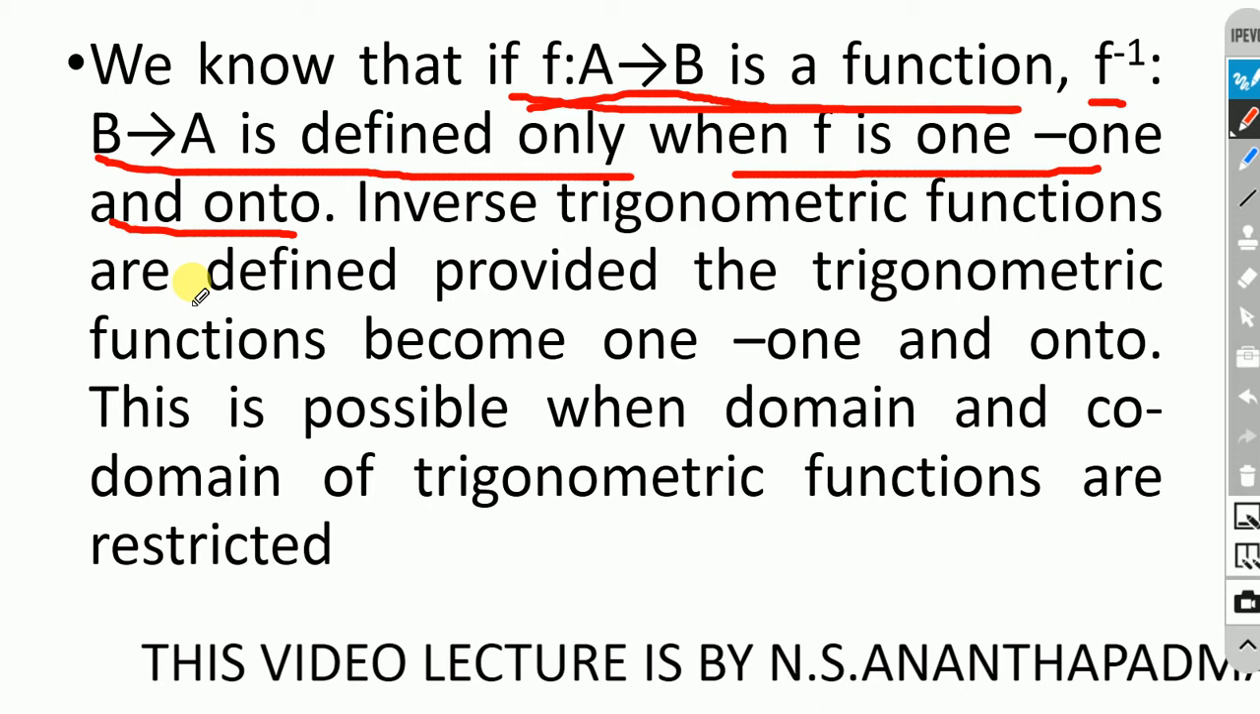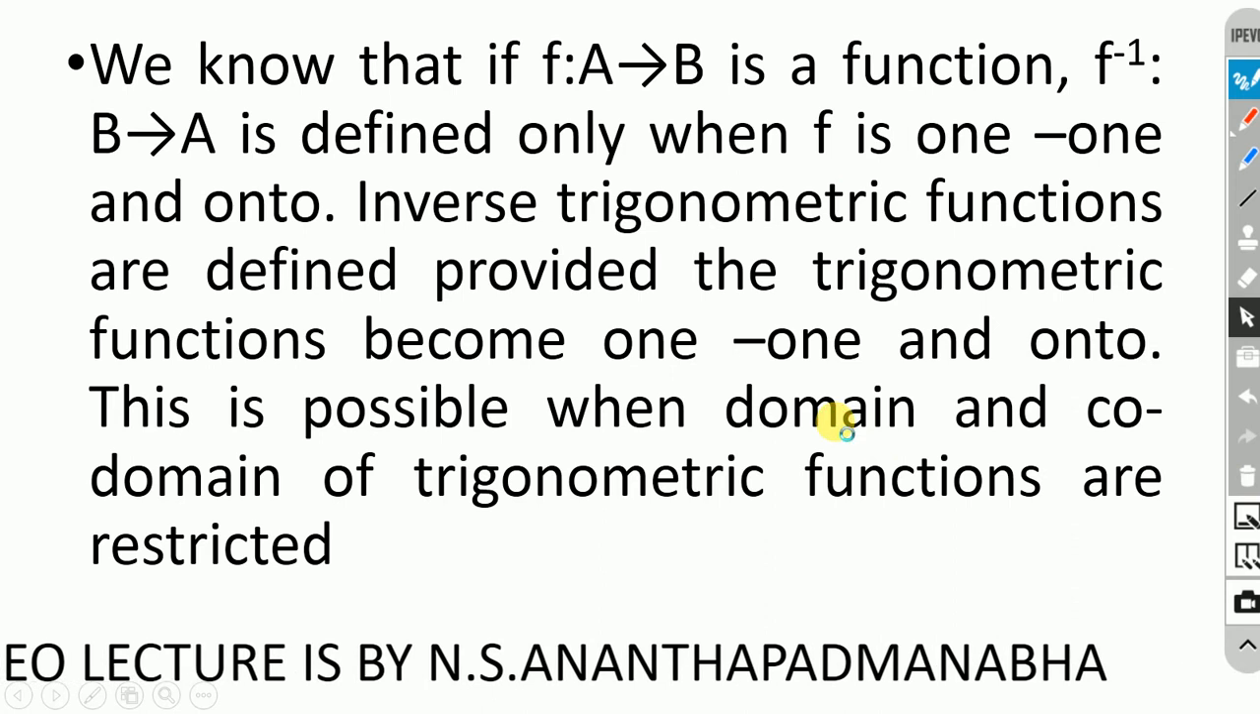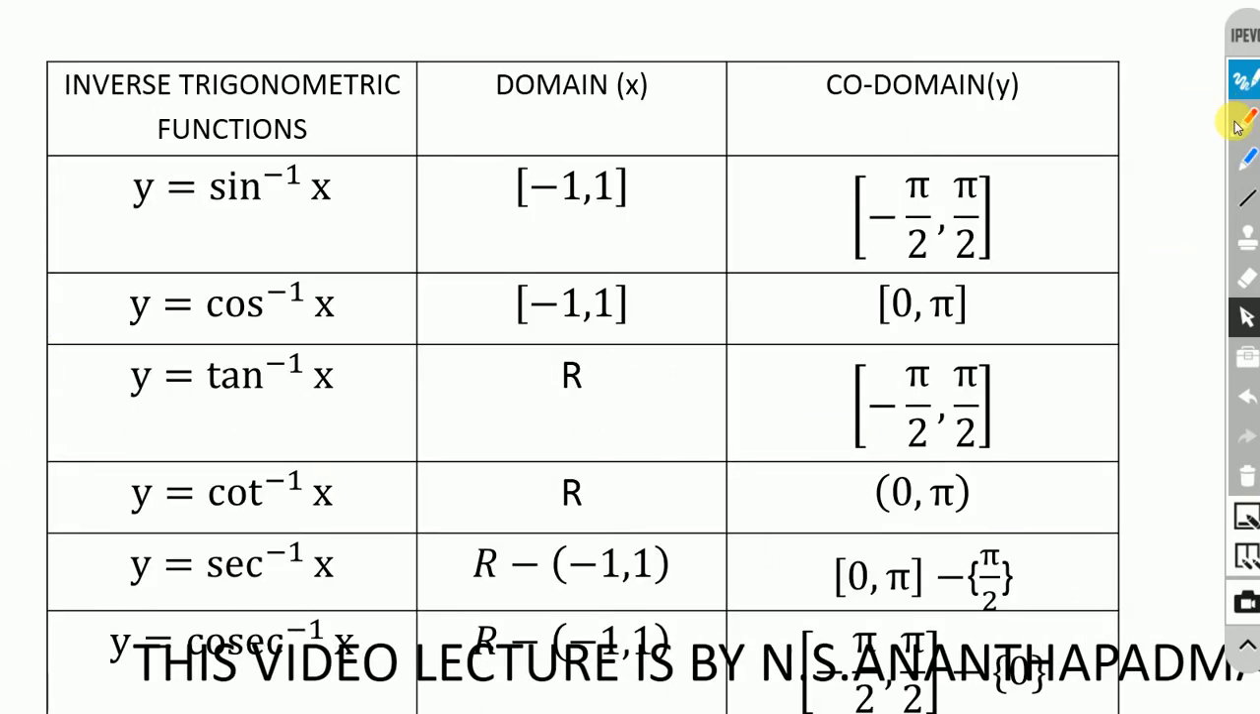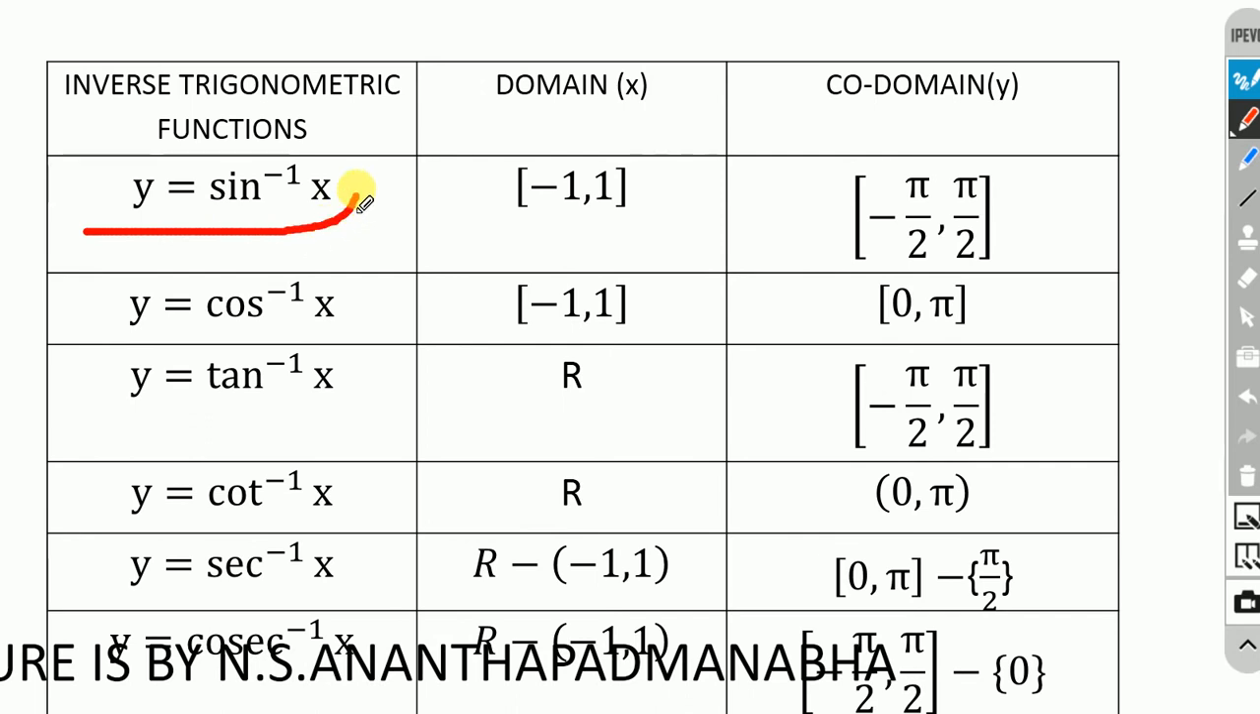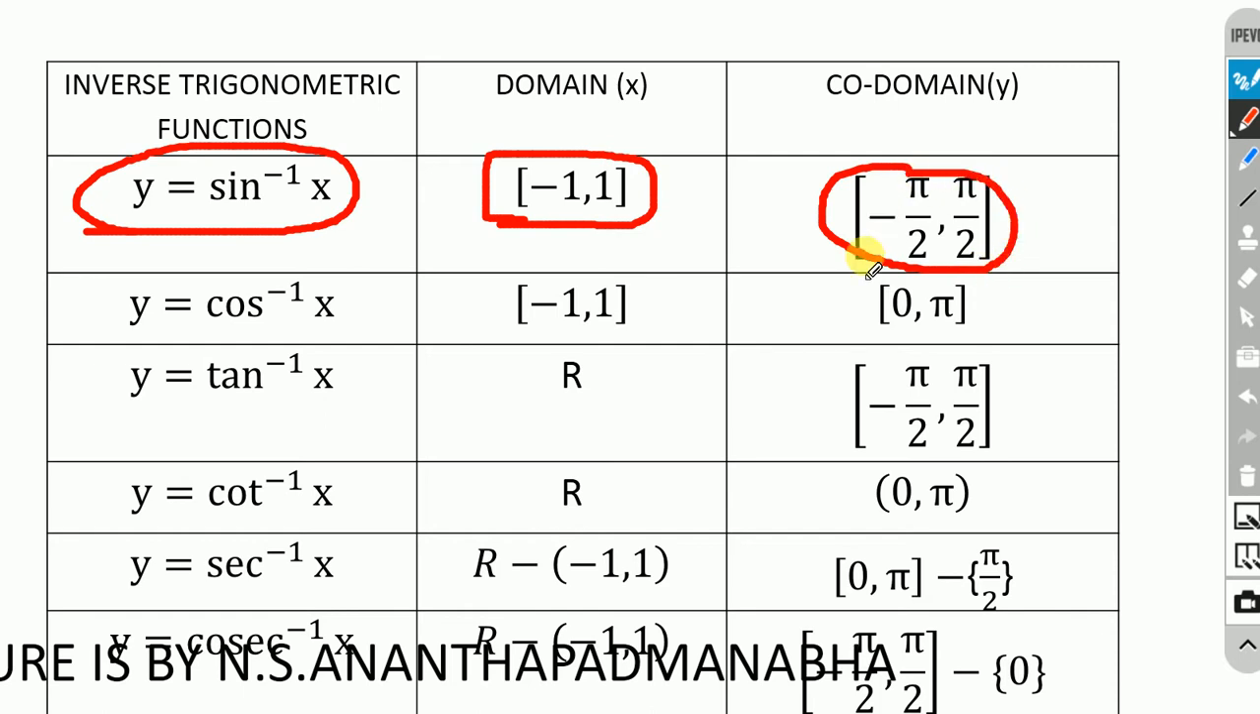So to define inverse trigonometric functions, we have to restrict the domain and codomain of trigonometric functions. As a consequence, we have the following table, which you can refer to. Y equals sine inverse x is defined when the domain is the closed interval -1 to 1. That is, if x lies between -1 and +1, then y equals sine inverse x is defined, and its codomain is the closed interval -pi/2 to +pi/2. That is, y lies between -pi/2 and +pi/2.